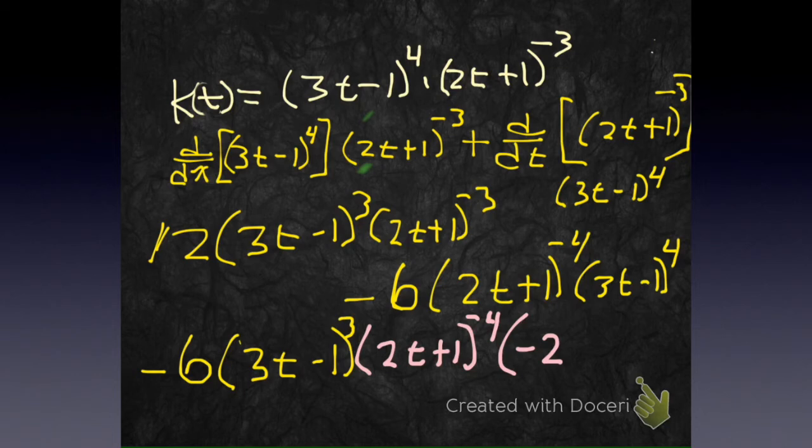And then we pulled out minus 4 of these. So how many of those are going to be in there? One of them. And that's a 2t plus 1.